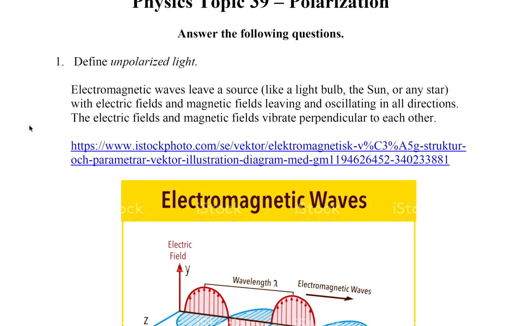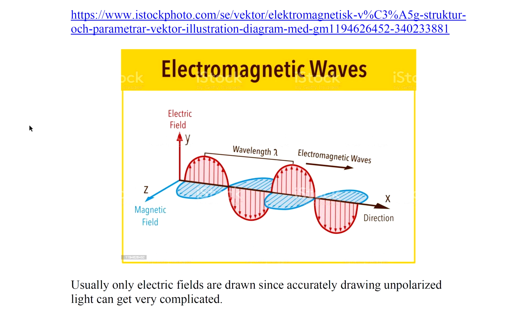Electromagnetic waves leave a source, like a light bulb, the sun, or any star, with electric fields and magnetic fields leaving and oscillating in all directions. The electric fields and magnetic fields vibrate perpendicular to each other. So this is what an electromagnetic wave looks like. This is happening in all directions. Okay?